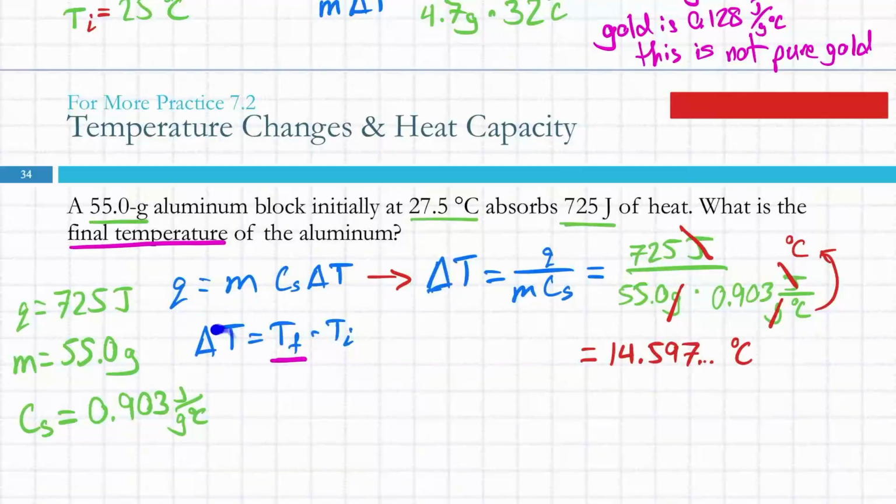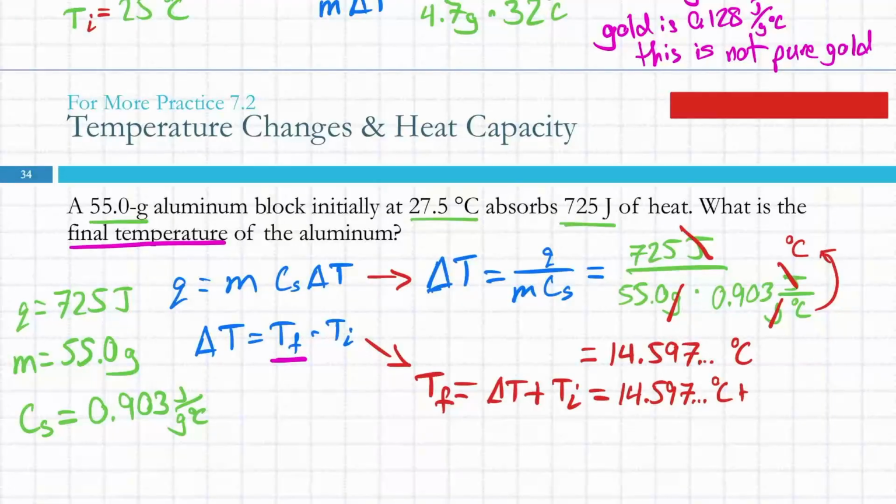So we've got our ΔT. We're finding TF. We were given a TI. That's the 27.5 degrees Celsius. So rearrange for TF. TF equals ΔT plus TI. So add 27.5 to the answer we got from the previous problem.